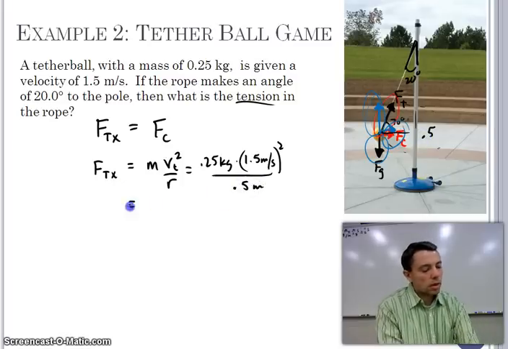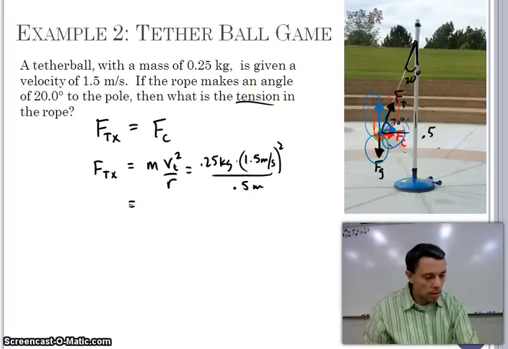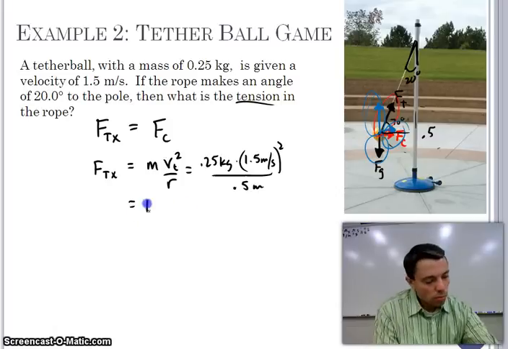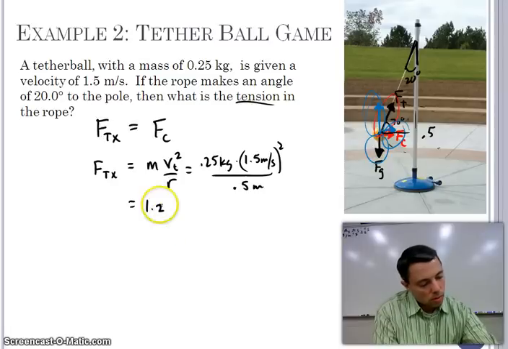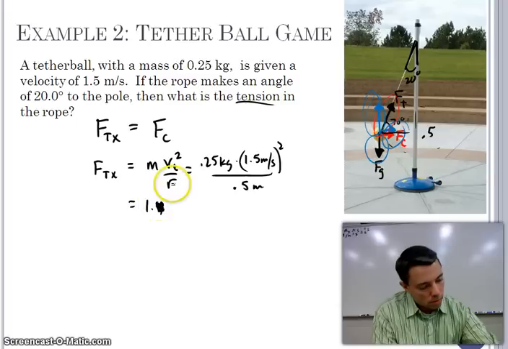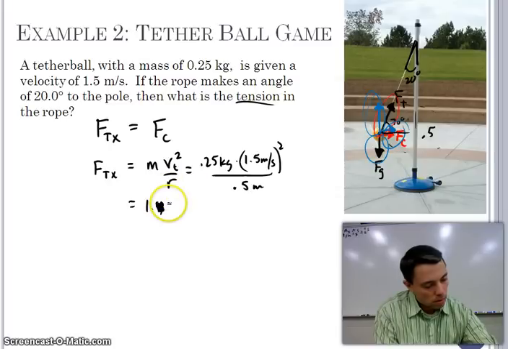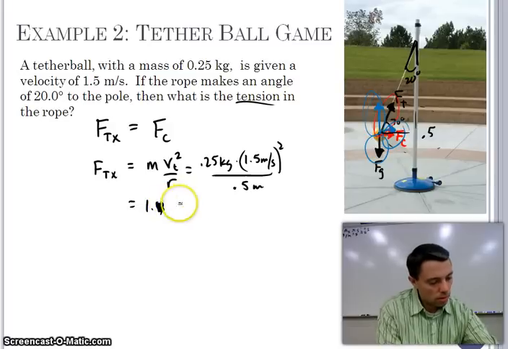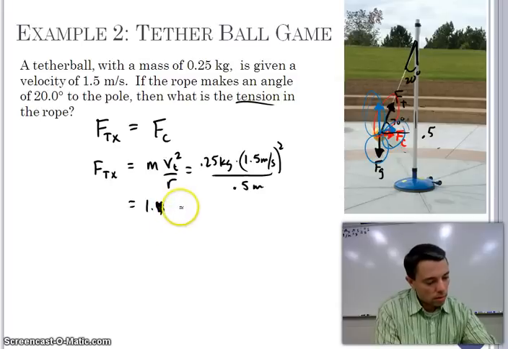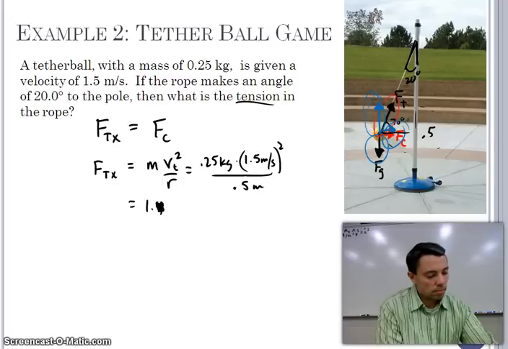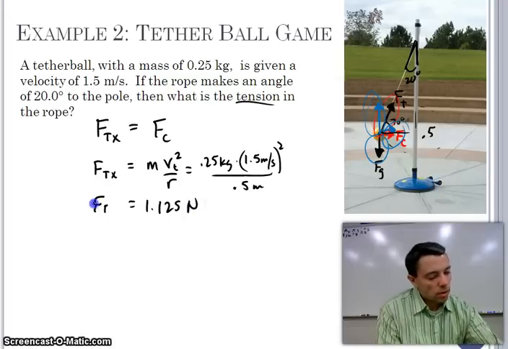Now we're going to go through this and actually calculate it. I'm going to take my 0.25 times my 1.5 squared divided by my half a meter. I'm going to have to pause this and come back because I'm just about out of time. Okay, hold on. 1.25 newtons. I've got about 40 seconds here. That's what the force of tension is in the X direction.